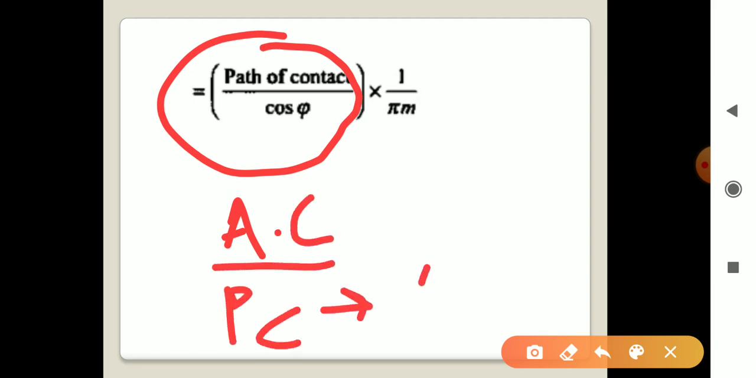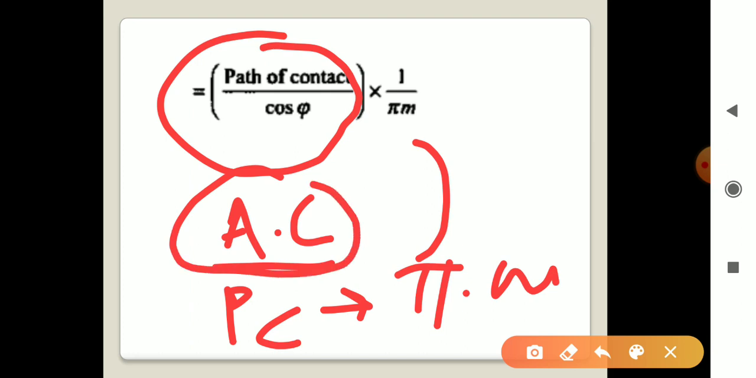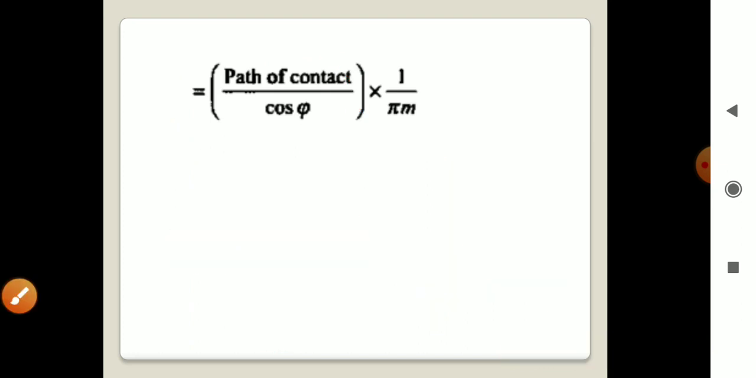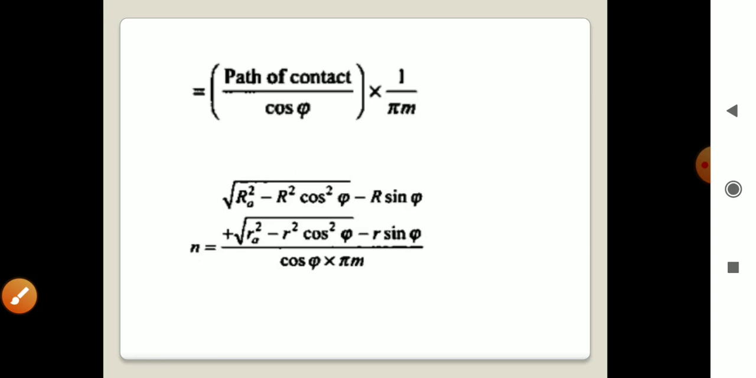The circular pitch is nothing but pi into m. Put it here as it is. And the arc of contact is nothing but the path of contact divided by cos of phi. We know the formula to find the path of contact: under root capital RA square minus capital R square into cos square of phi, minus capital R into sine of phi, plus under root small ra square minus small r square into cos square of phi, minus small r into sin of phi, divided by cos of phi into pi into m.